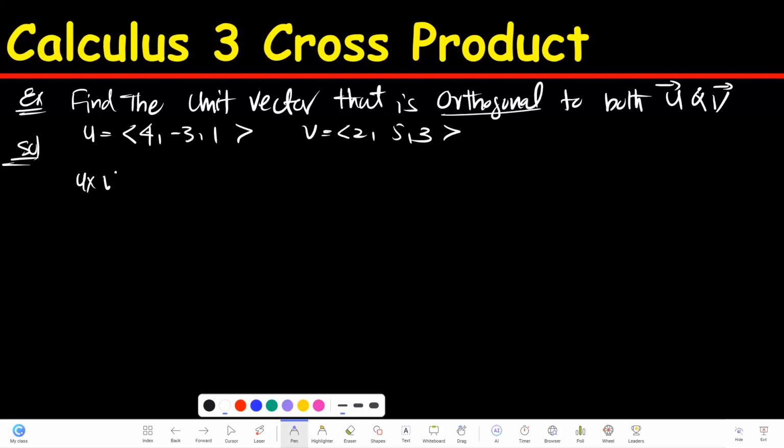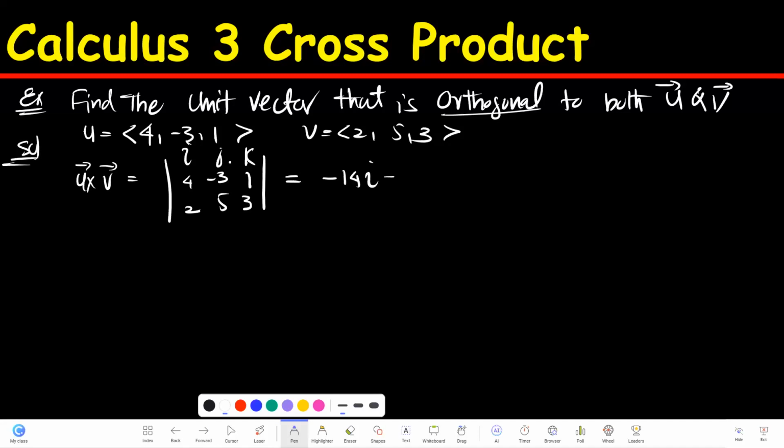Now u cross v. We need to find the determinant with i, j, k, and then I'm going to write in the vectors 4, minus 3, 1 and 2, 5. Since we already learned something, we're going to do this a little bit faster. This time I'm going to multiply these two. Minus 3 times 3 is minus 9, 5 times 1 is 5, minus 5. So minus 9 minus 5 will be minus 14i.